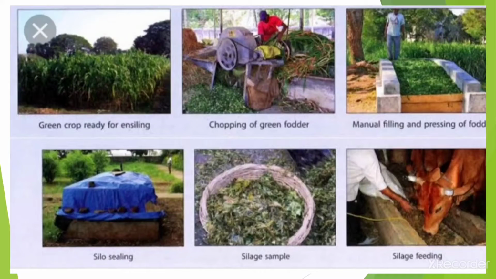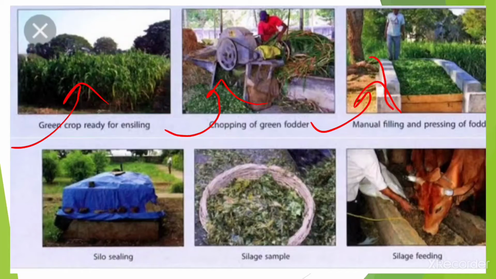Now let's see how the silage is prepared. First, this is the green crop which is ready for the preparation of silage, and that green crop is chopped into small pieces with the help of a chopper. Then after that there is manual filling and pressing of the fodder.